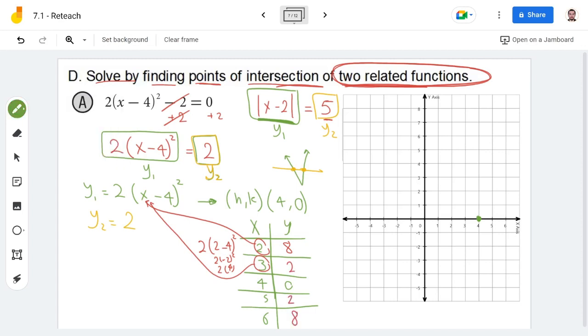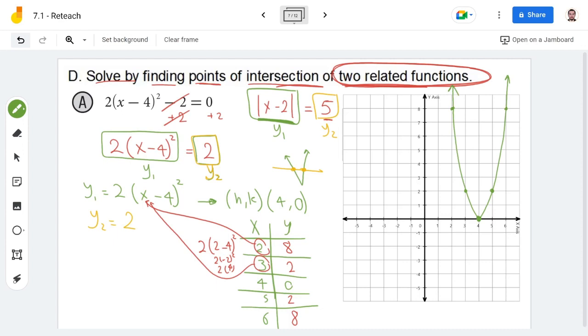Now let's graph the coordinates. (3, 2) should be here. And (5, 2) should be here. And then (2, 8) here, and (6, 8) here. Now graph your function. It should look like this. Let me do it more accurately. So it should look like this one here.